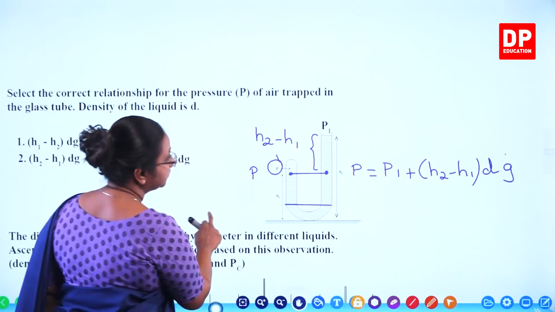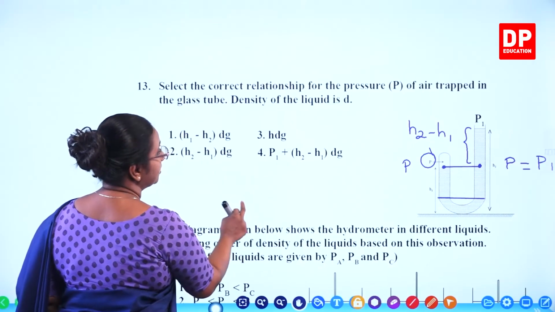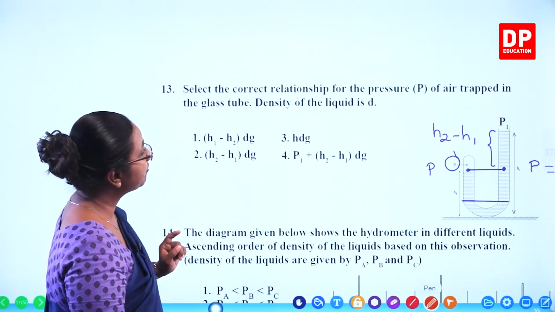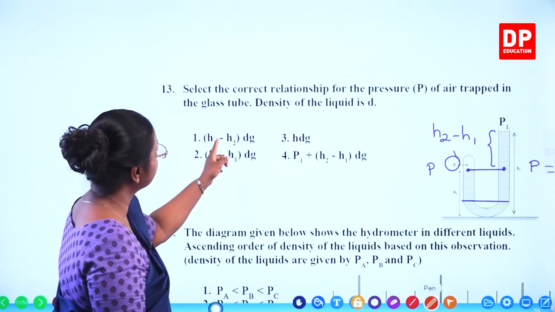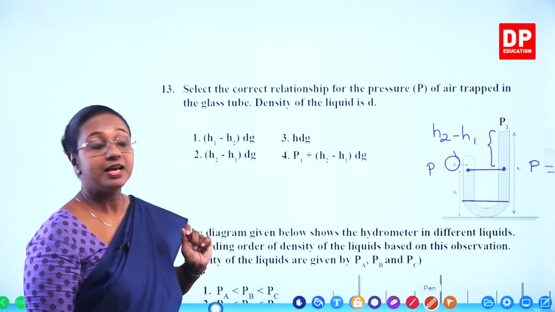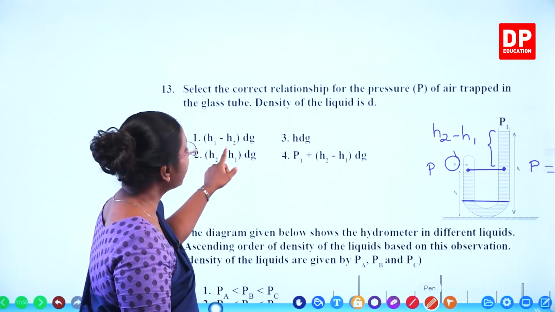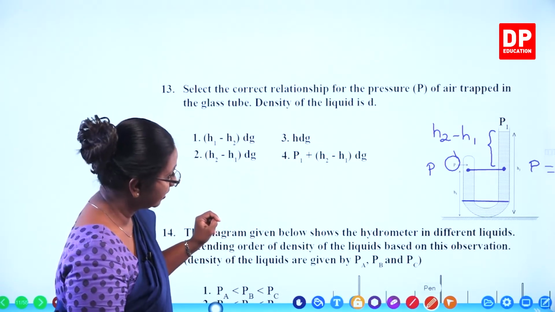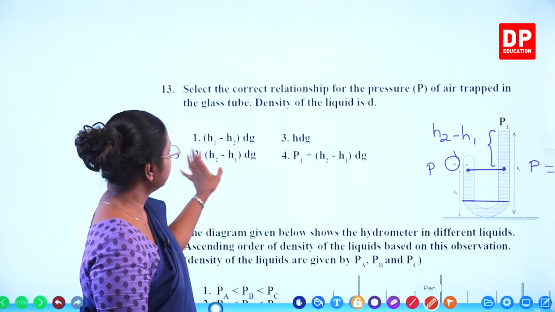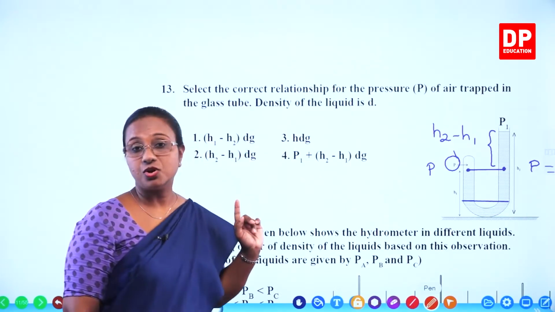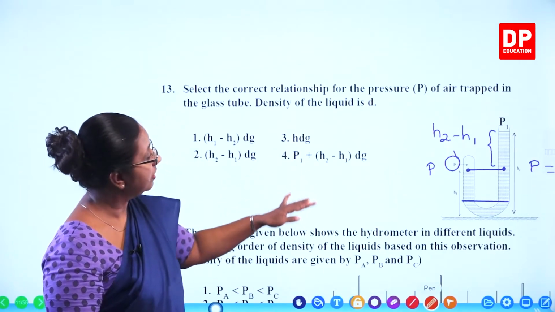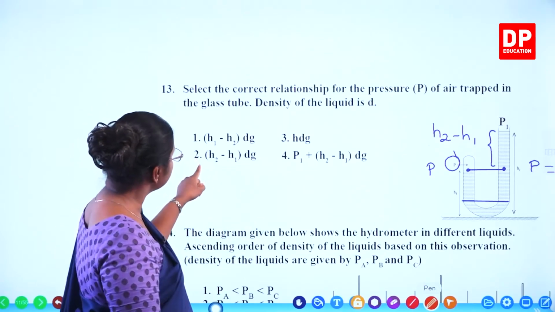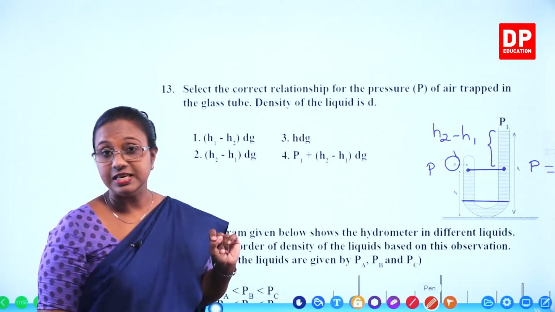So, then if we look at the question there, select the correct relationship for the pressure of air trapped in the glass tube. Density of the liquid is D. So, H1 minus H2, no, that's wrong. It has to be H2 minus H1 into dg. So, that's wrong. HdG, that is also not correct. That is the full height, where they haven't told us what H is. Then H2 minus H1 into dg.